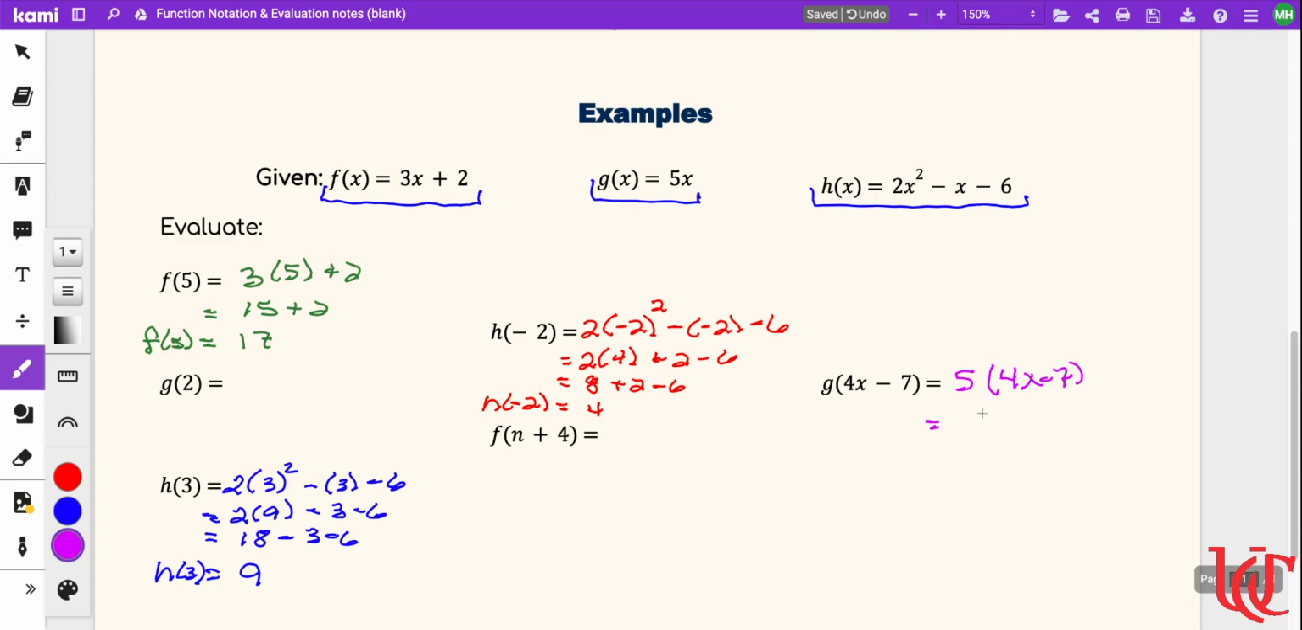And now I have to do order of operations. I have that 5. Remember, there's the times here. So we're going to distribute that. 5 times 4x is going to give me 20x. And then that 5 times negative 7 is going to be a negative 35. There is nothing else I can do. So I can just say g of 4x minus 7 is equivalent to 20x minus 35. So make sure you ask questions if you have them, and then make sure you do the last two problems before you check the answer key.